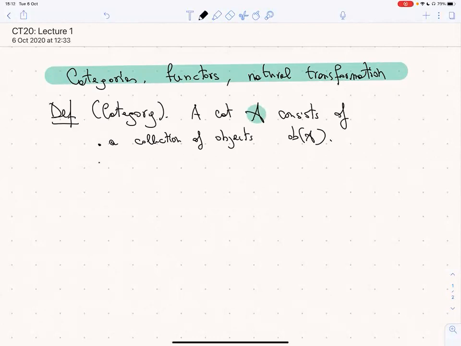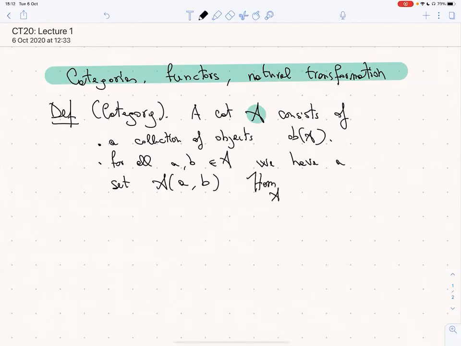Then we have, for all A and B in A, so already you see this abuse of notation, a set that we indicate like this, A(A, B). Some people use A from A to B. I will always use this notation because it's more compact, I would say, though the other one is a bit older and some people might prefer it, I'm not sure.